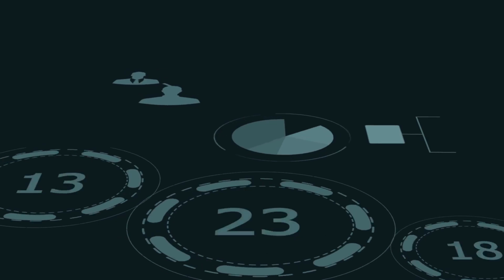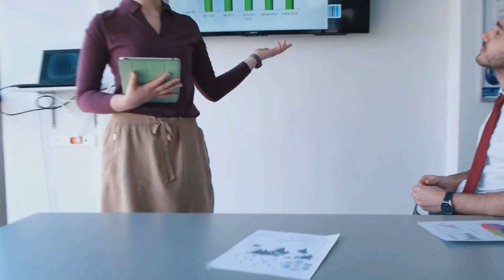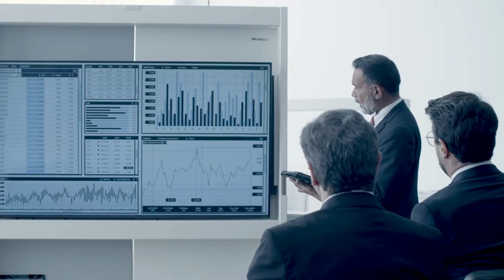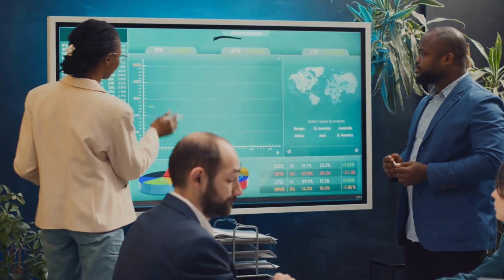Visualization is key. Charts and graphs turn numbers into stories that anyone can understand. Analysts build dashboards and reports, making complex findings accessible to non-technical teams. Communication is crucial. They explain not just what the data says, but why it matters and what to do next.